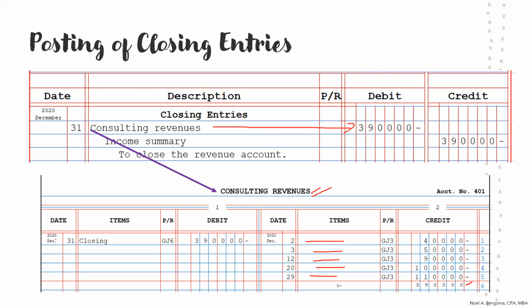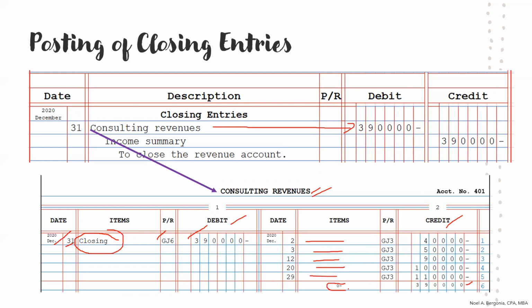So doon sa debit part nitong ledger, month, year at saka exact date, ito lang din yung nagbago. Maglalagay tayo ng word na closing just to denote na closing. Kanina sa adjusting nilagay natin para ma-denote na adjusting. Ito closing, and then yung page number, tapos yung amount na dinebit natin. So at the end of the day, pag pinag-compare mo na ulit yung debit at saka credit sa ledger, parehas na sila.